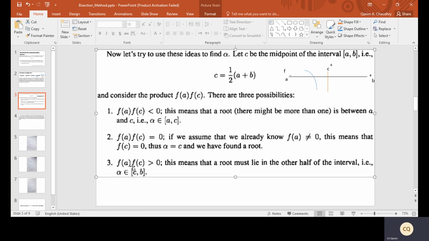Now the third option. If f of a and f of c are both positive, let's say this a is positive here and this is also positive, then the root will not exist in this interval. So it means the root should exist within this other interval. So students, there are three possibilities.